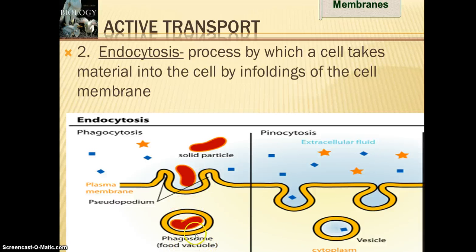Remember, vacuoles are for storage. And that's how it can bring solid things in, like food particles or foreign cells or just something big that it needs to bring in. It does endocytosis. So take a minute, write that down.